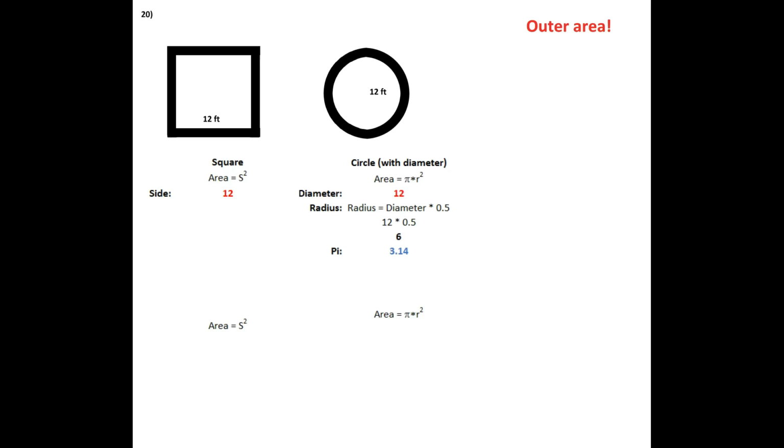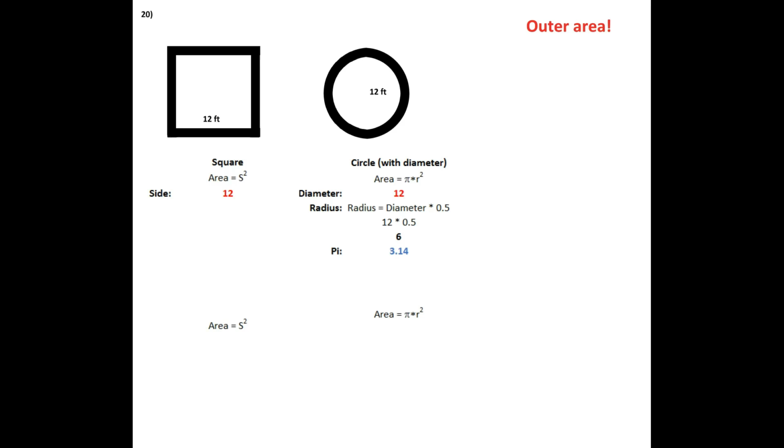Our square has a formula for finding the area that says side squared. We know the side is 12, and as you can see, 12 is right there in red. Now the circle has a diameter of 12, so the radius is going to be half of the diameter. You could do diameter divided by 2, 1/2 times the diameter, or the diameter times 0.5. Either way, it all works out to 6. So the radius is 6.